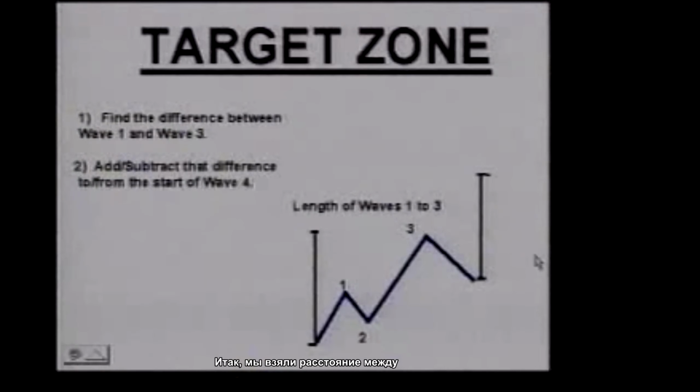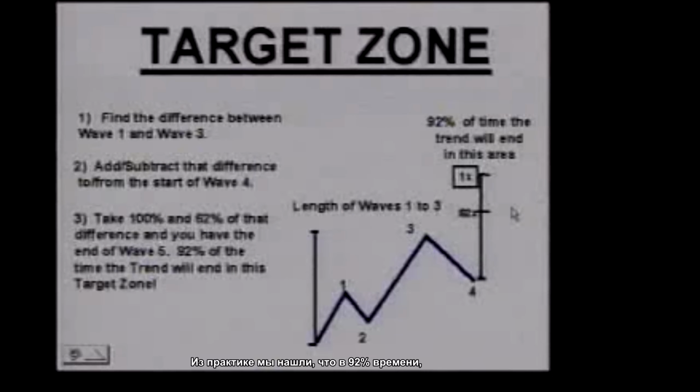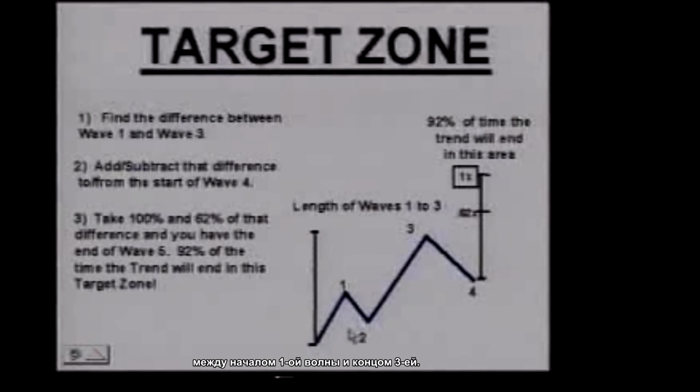So what we've done very simply is we've taken the distance between the top of wave 3 and the beginning of wave 1, this distance here, that length, and we've transferred that length over to the bottom of wave 4 and added it to wave 4. Then the next step is very simple. All we do is we take 100% of that, which would be the top of that bar, and 62% of that. And what we found in actual practice is 92% of the time, that's 9 times out of 10, this fifth wave is going to end up here in this 62 to 100% of the distance between the beginning of wave 1 and the ending of wave 3.